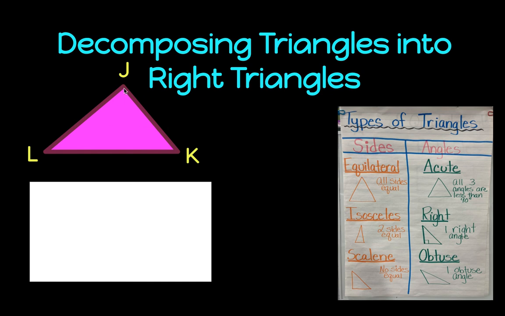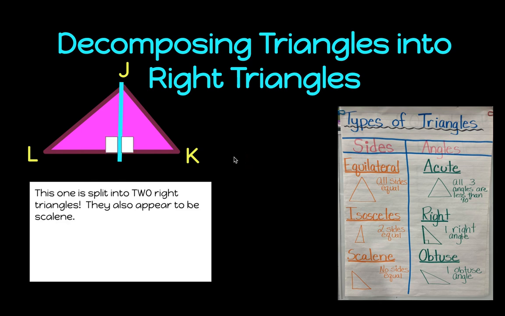All right, we're going to decompose it. So I always just split it straight down from the top vertex, angle J, straight down, like that. Now I have two triangles. See? They're both right triangles. Okay, this one is split into two right triangles. They also appear to be scalene.